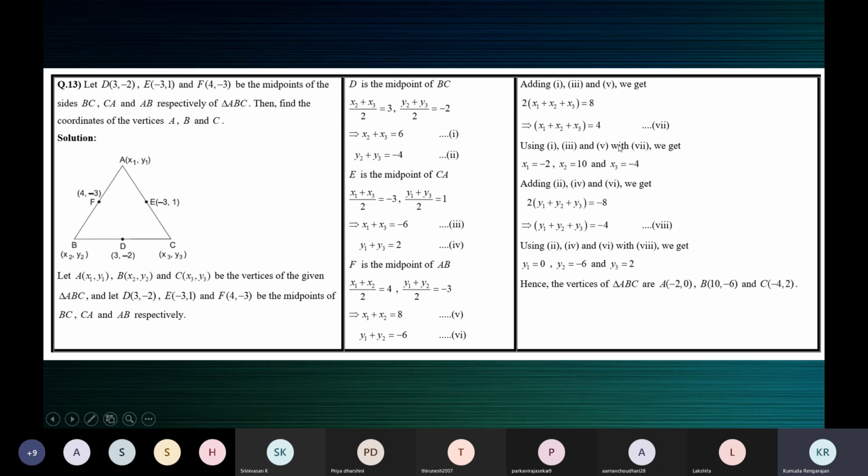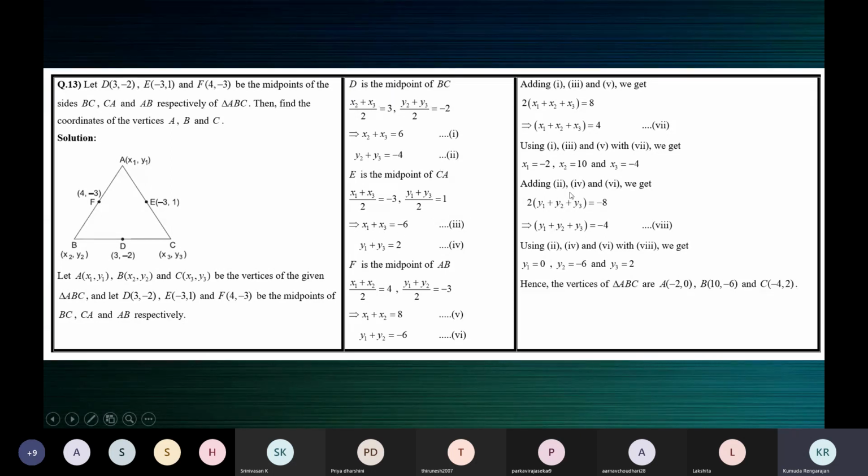This is not the only way to do it. You can also do it like this, Arnav. See here, after getting the value of x1, x1 is minus 2. Now x1 plus x3 is minus 6, right? Now we know that x1 is minus 2. You can substitute minus 2 here, and x3 will be equal to minus 6 plus 2, which is minus 4.